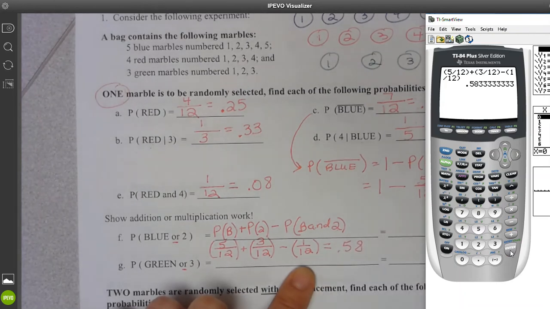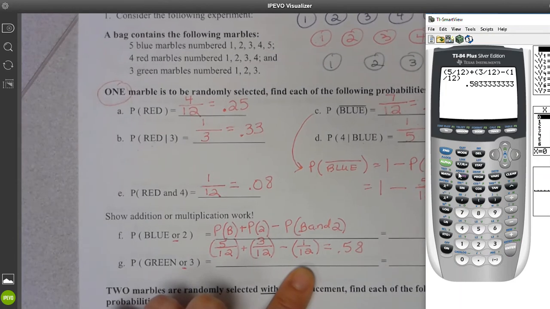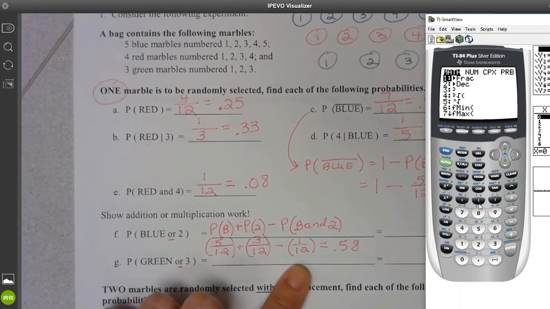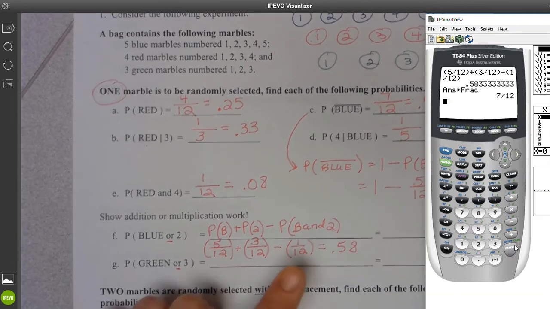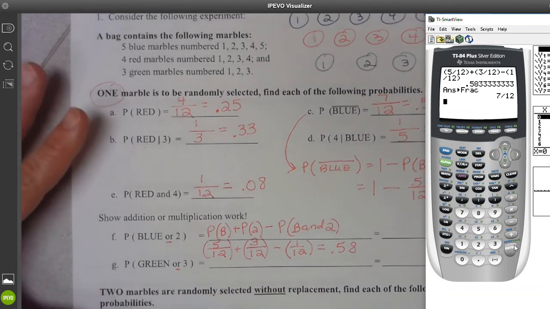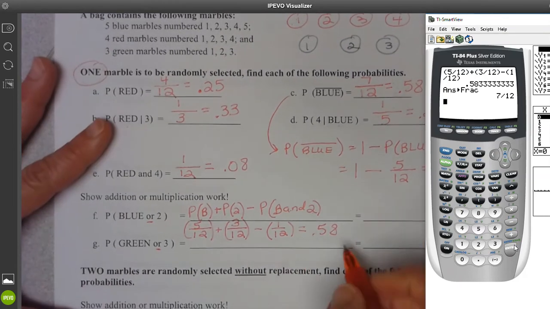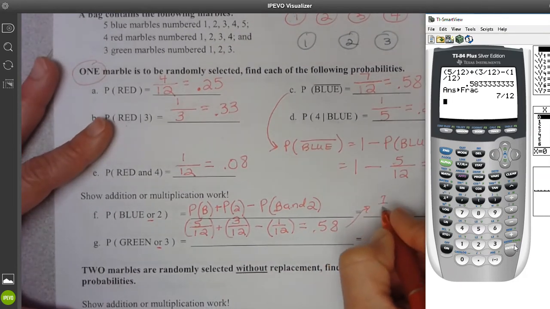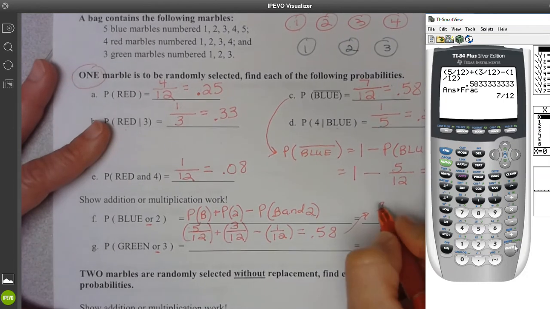Now in your homework it may also ask you for a fraction, and the way to do that is to hit your math button and then hit enter and enter. 7/12. Alright, so 0.58 or 7/12. Either answer is fine here.